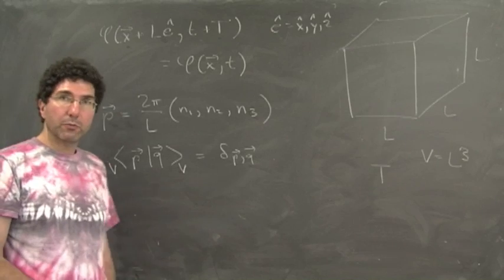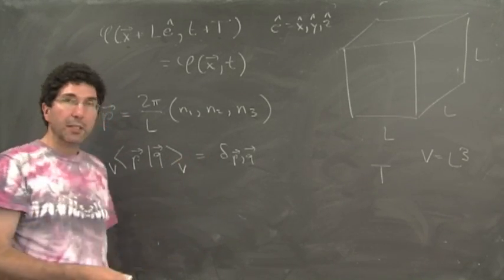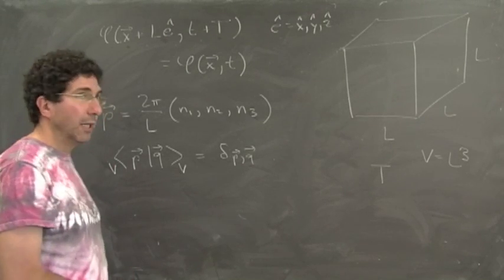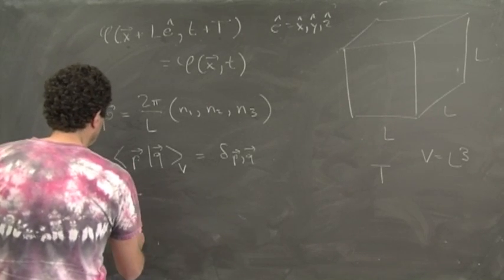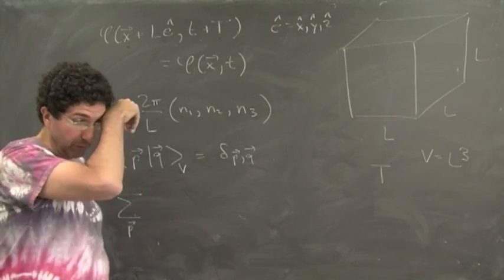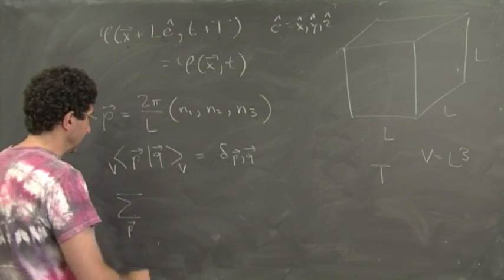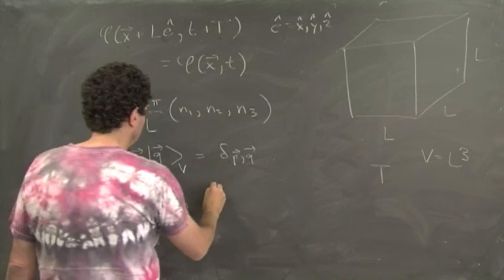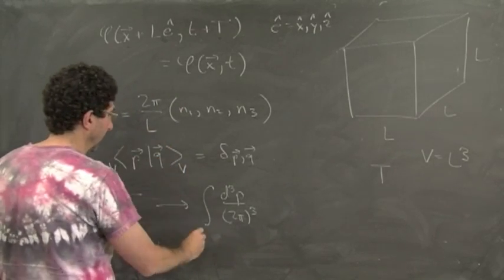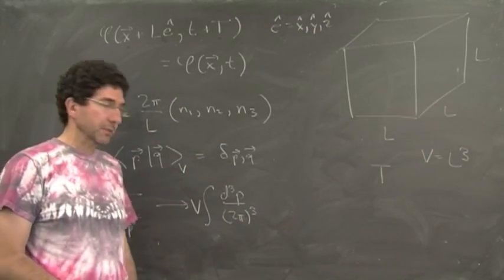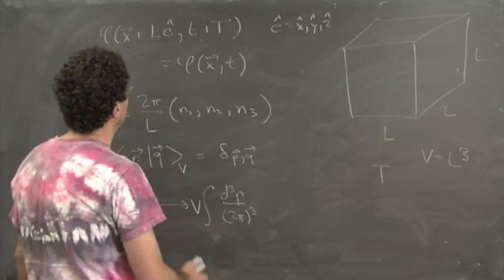Now, of course, we're doing this because we're interested in eventually taking V to infinity and T to infinity. So let's look at how that continuum limit works. One thing we want to be able to do is sum over momenta, and that will be related to an integral over momenta. From this equation, you can see that the integration measure is d³p over (2π)³, and you also get a factor of the volume. This is how you turn momentum sums into momentum integrals.